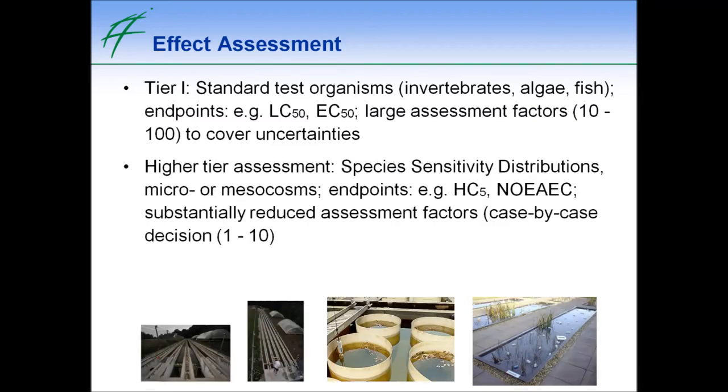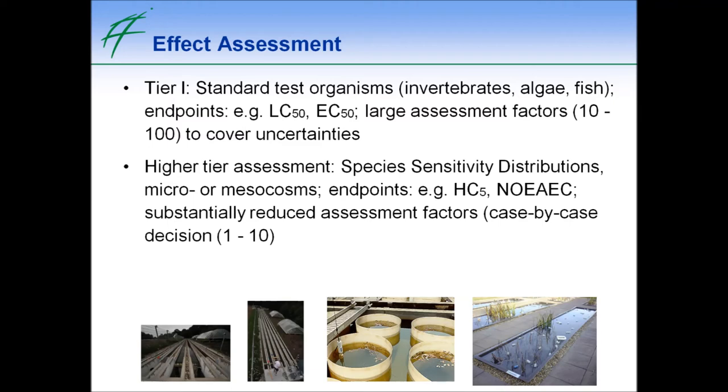If the Tier 1 risk assessment indicates that there is an unacceptable environmental risk, one has to proceed to higher tier effect assessment. In the higher tier effect assessment, there are different possibilities to increase realism and reduce the uncertainty. For example, toxicity tests with additional species are carried out to create species sensitivity distributions. Another possibility is to conduct ecotoxicological tests with aquatic organisms in semi-field model ecosystems, like micro or mesocosms, which are shown in the picture below. These studies consider recovery and optionally recolonization processes.